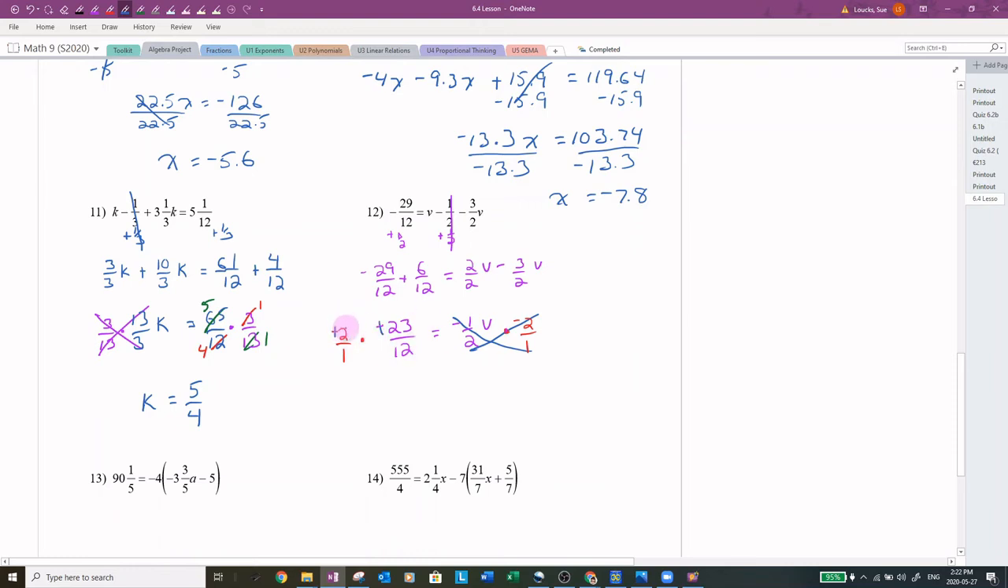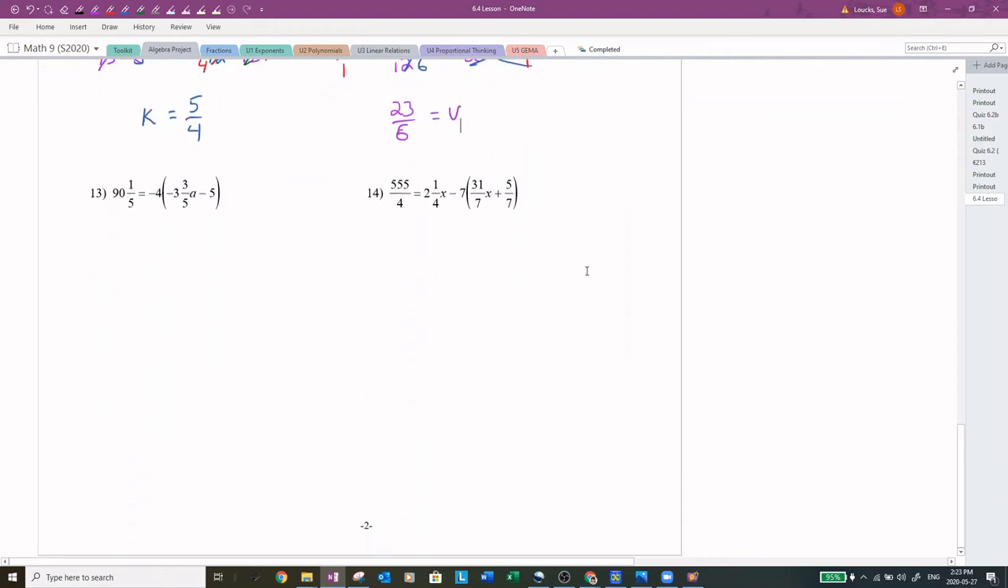And the 2 and the 12 cross-reduce, so this becomes 1 and this is 6. And my answer is 23 over 6 equals v. Two more questions.